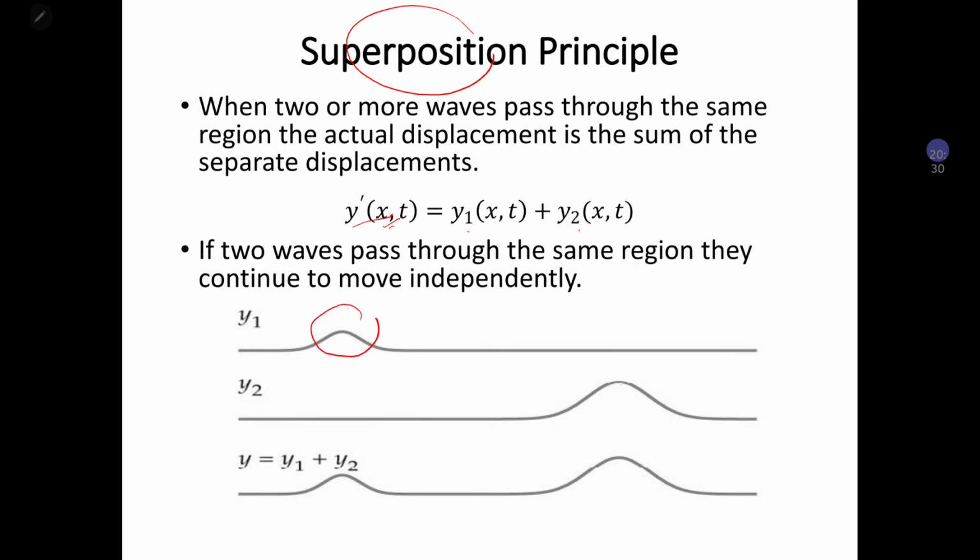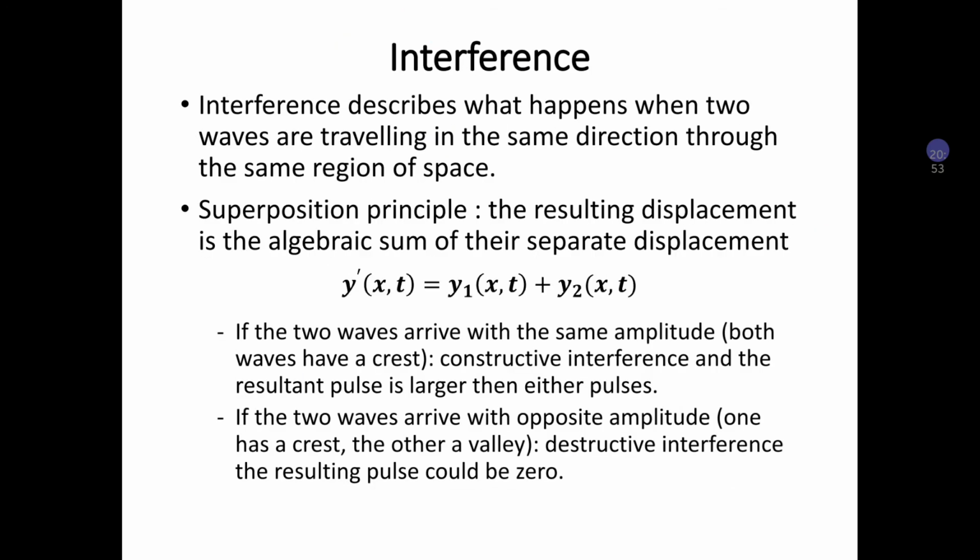So kalau nampak kat sini, ni wave 1, ni wave 2 lebih besar amplitude dia. So dia akan jadi wave 1 plus wave 2. So bila dia tambah, dia akan same region, dia akan continue to move independently. Okay, kalau interference, interference ni describe apabila dua wave are travelling in the same direction through the same region of space. Okay, so kat situ barulah kita boleh nampak amplitude dia akan makin bertambah.